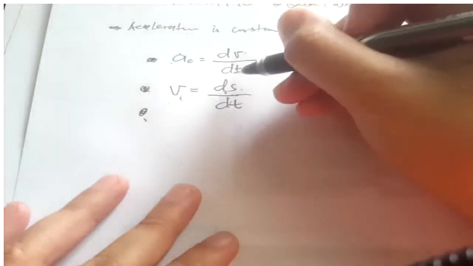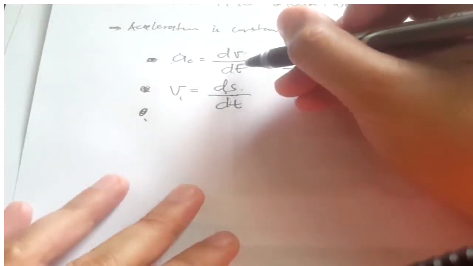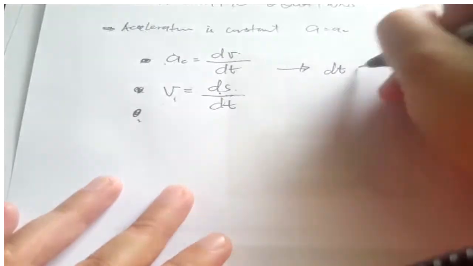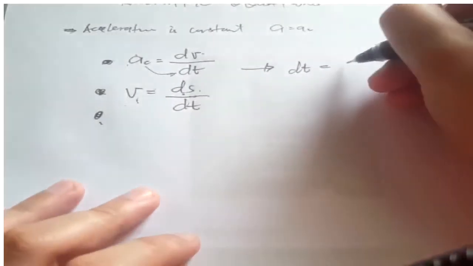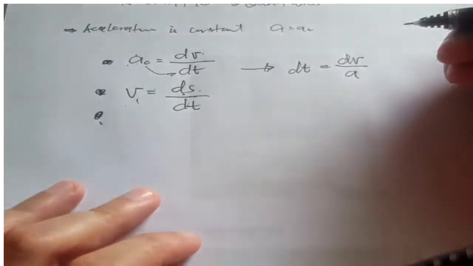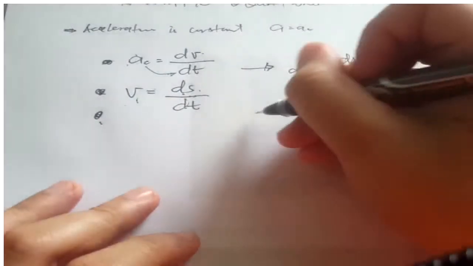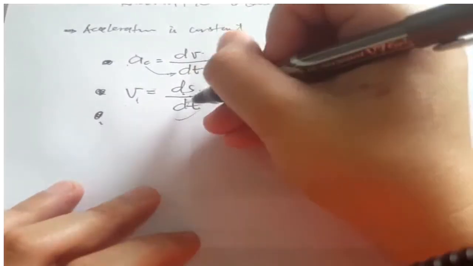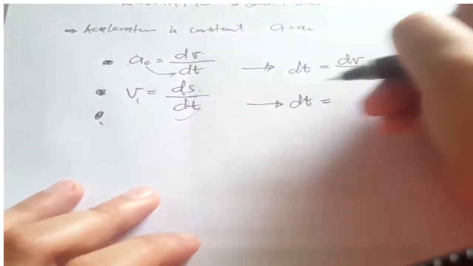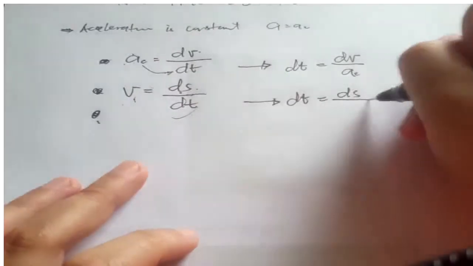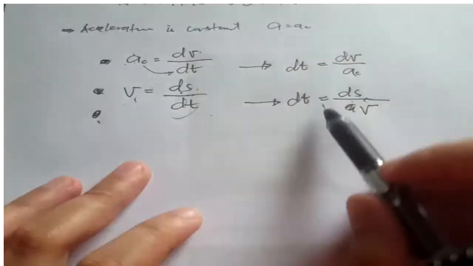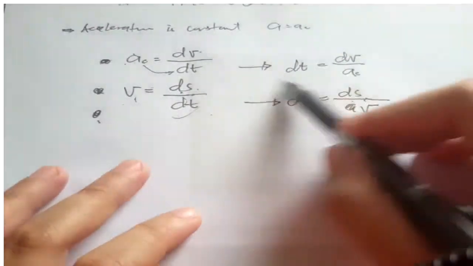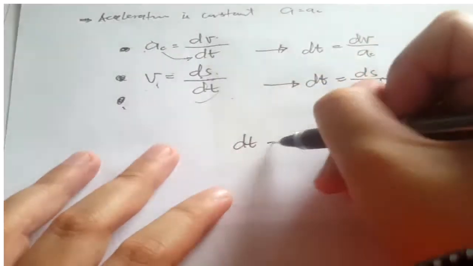For example, based on this equation here, we can get the value of dt, wherein dt is equal to, if you do the algebra, dv over a. Alright, and then from this we can also get the value of dt, which is equal to ds over v. Okay, do the algebra, and then from that you can now relate both dt. So dt is equal to dt.